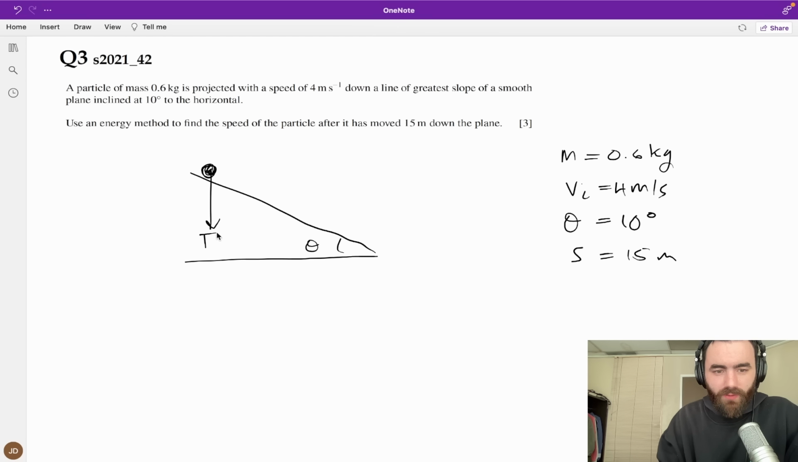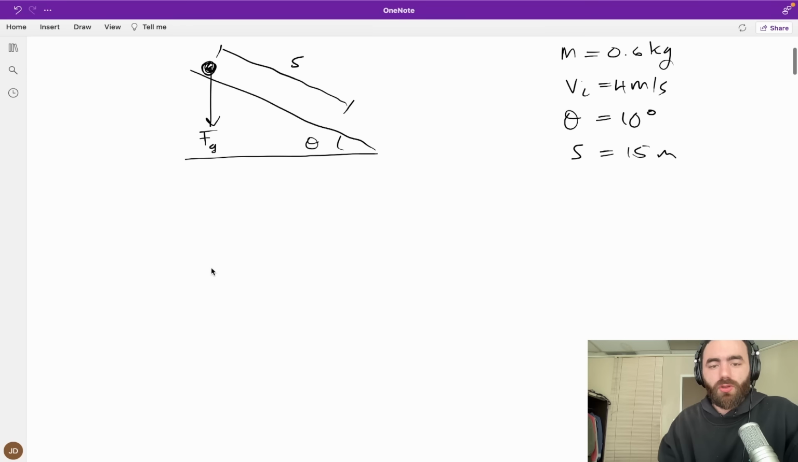So we'll have a weight Fg. It moves S down the slope. That's all they give us. So use an energy method to find the speed of the particle after it has moved 50 meters down the plane. Okay, so we use this equation, the work energy equation.